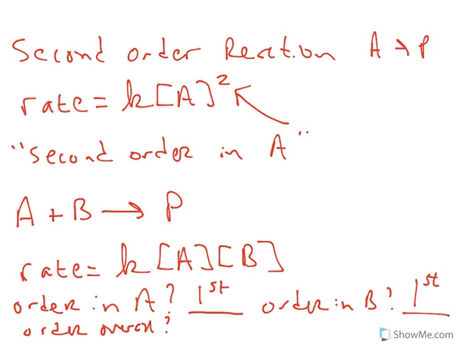Order overall? Well, first and first, or more accurately, you add the exponents. 1 plus 1 is 2, so overall, that exponent sum is what? Second. As we progress in our studies of kinetics, the overall order will make more sense in a little while, but we need to be able to identify the orders of these reactions. So it's first in A, first in B, second overall.